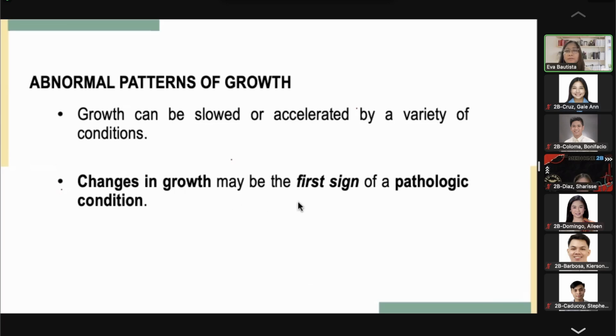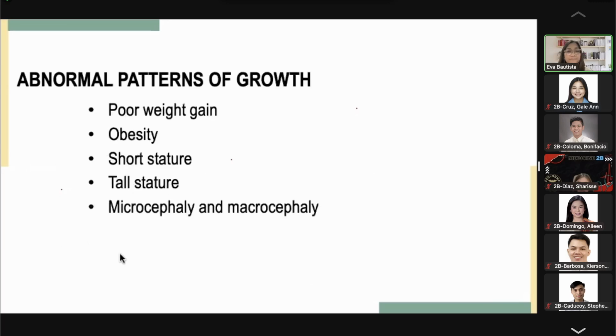So growth rate could be a first sign of a pathologic condition. And this is what we observe. Poor weight gain will lead to wasting, diba? And then you have short stature, tall stature, you have microcephaly and macrocephaly. Okay, this is our interpretation of the head circumference.